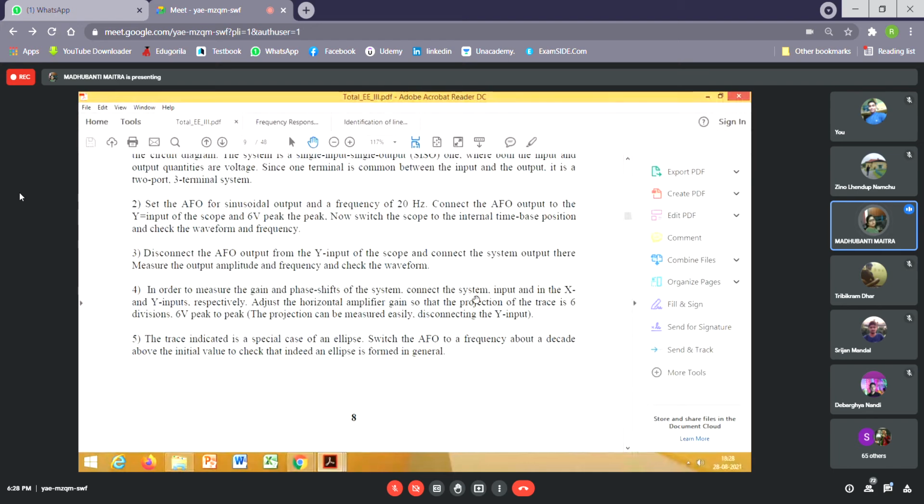Connect the system input. It's incorrectly written; the phrasing is not correct. Connect the system input in the X channel of the oscilloscope. Channel 1 of the oscilloscope is also called the X channel, right? So as I said, the input will be connected to the X channel, and the output, the term is missing, and the output should be connected to the Y input of the oscilloscope, respectively. Clear?